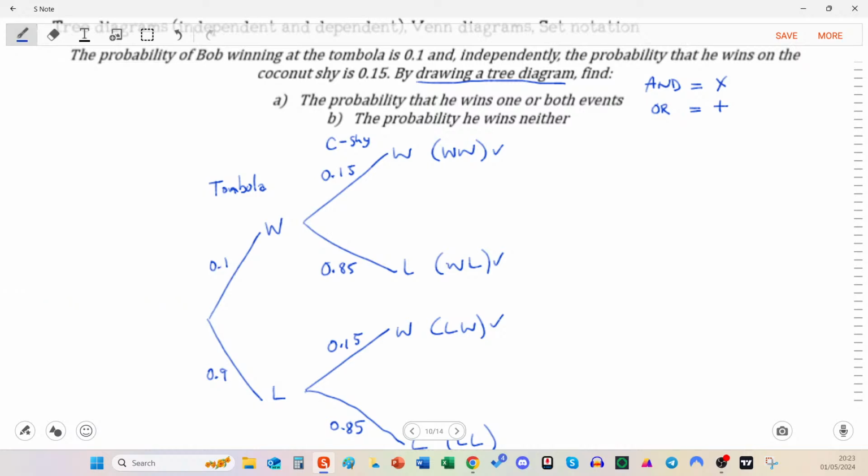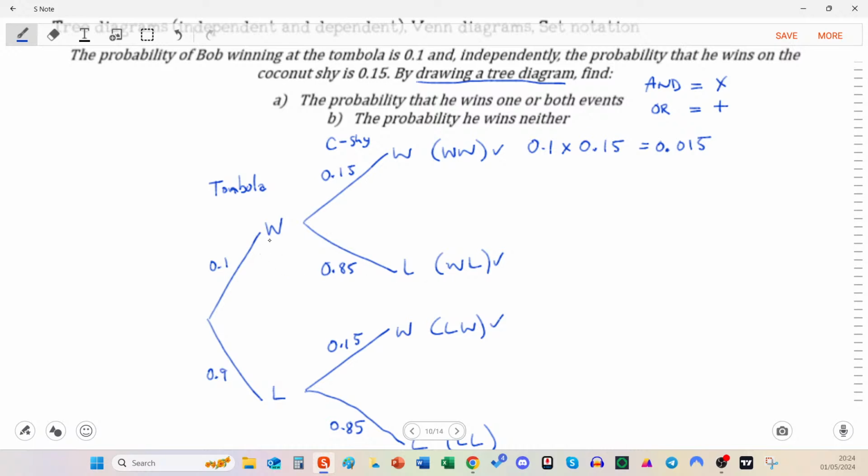Let's take a look at this. In the first scenario, win-win, we want the tombola and the coconut shy. We see and is a multiply, so that's going to be 0.1 times 0.15. And you can go ahead and actually do that. It's probably easier as a fraction. By the way, if you don't have access to a calculator, this is 15 over 100, and you can multiply those together like that and do it in fractions. There's nothing wrong with that. But I do have a calculator, so I'm going to work that out as a decimal. And that's 0.015. Decimals are not always the best. We'll just work with it.